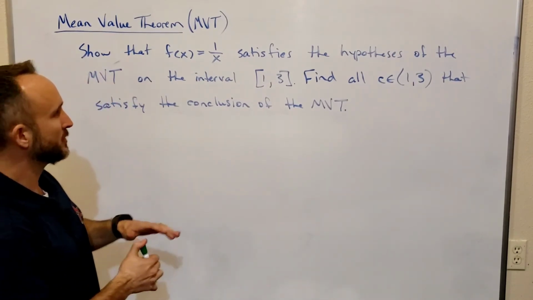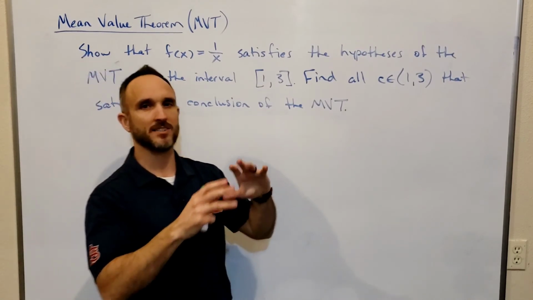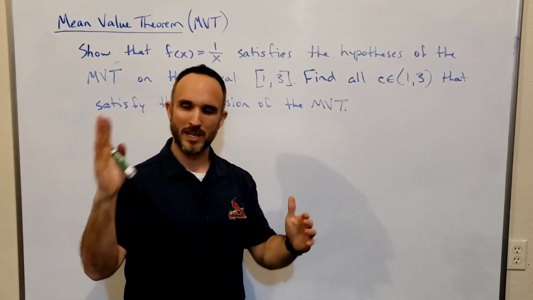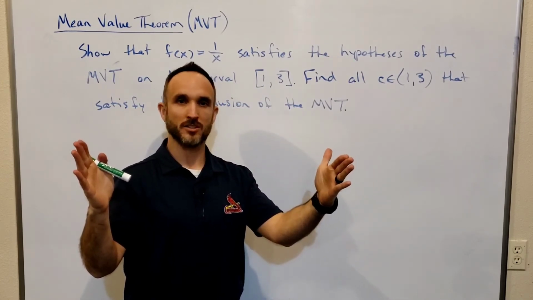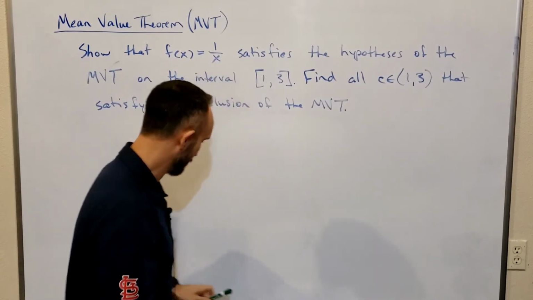Now what we need to do, since it satisfies both hypotheses, we know for a fact that it satisfies the conclusion, meaning that we can find a c between a and b such that the derivative of the function equals the slope of the secant line.